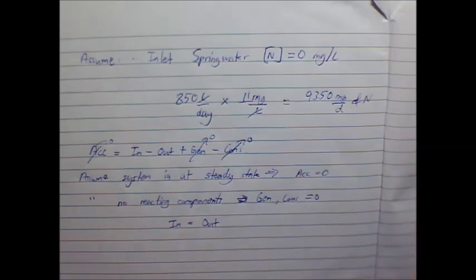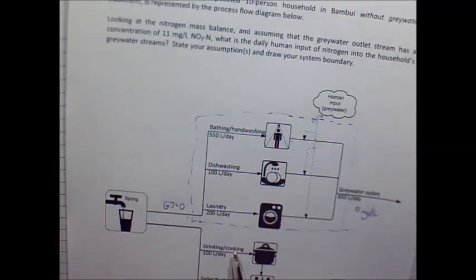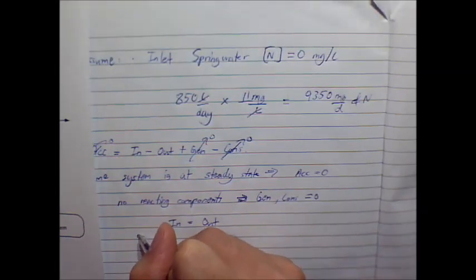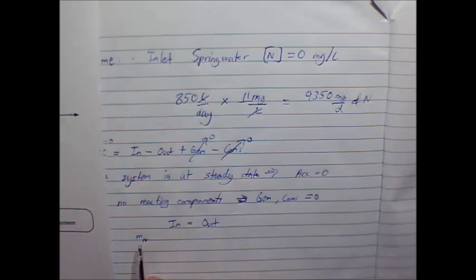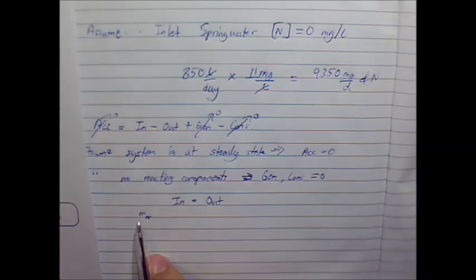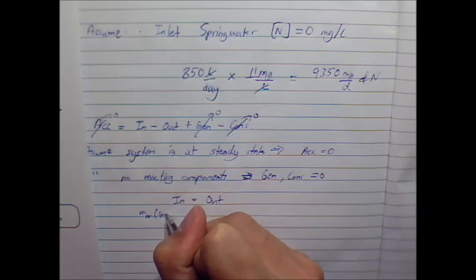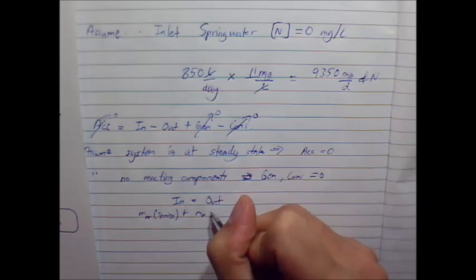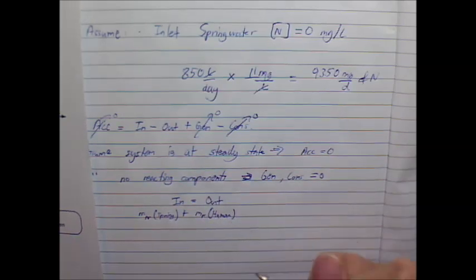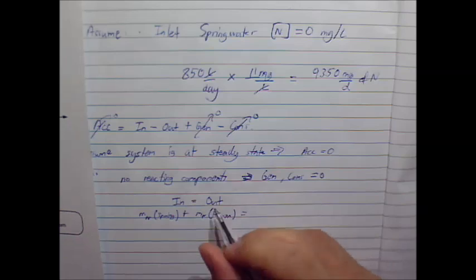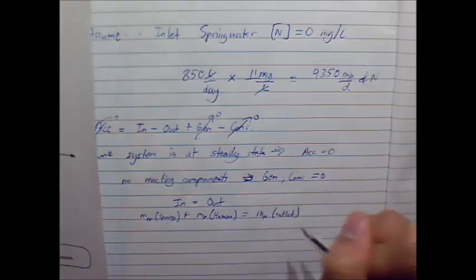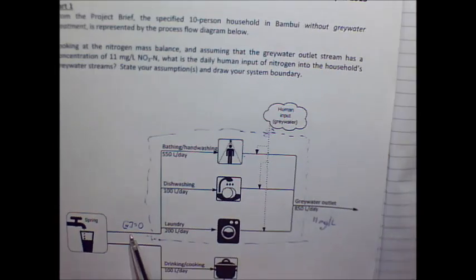So with input equals output, again, we'd go back and have a look at our system. We've got over here an input of 0, there's another input here, and there's an output. Our inputs would be the mass flow rate of nitrogen. Remember, we use subscripts to designate what we're talking about. So how much nitrogen is in the spring water, plus how much nitrogen is coming in from the humans, is going to give us our output. Our only output is the amount of nitrogen in our outlet. And so you can see that reflected over here. That plus that equals that.